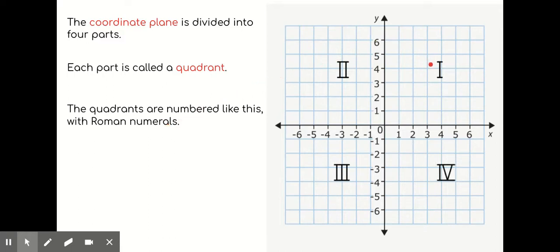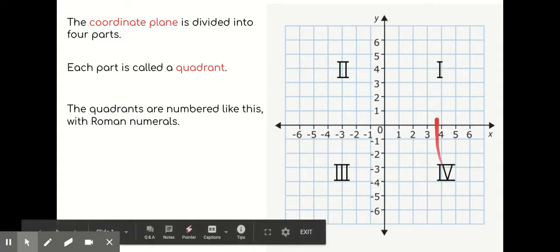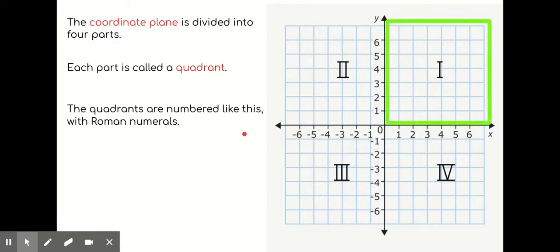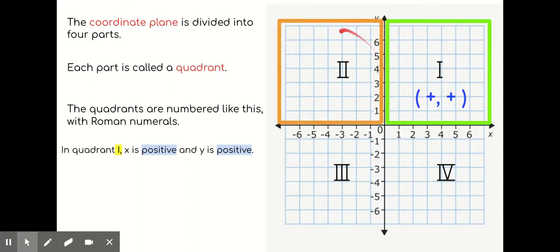So if you start here, it makes a C like this. Start at 1 and go 1, 2, 3, 4. In this quadrant, x is positive and y is positive too. So if I had a point in here, both numbers x and y would be positive. This point is 3, 4. Both positive.